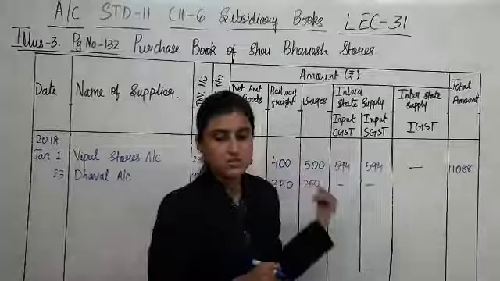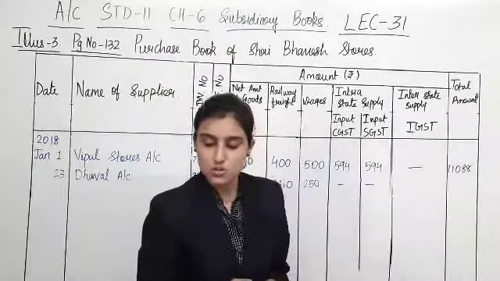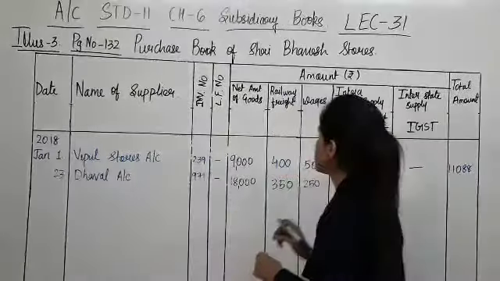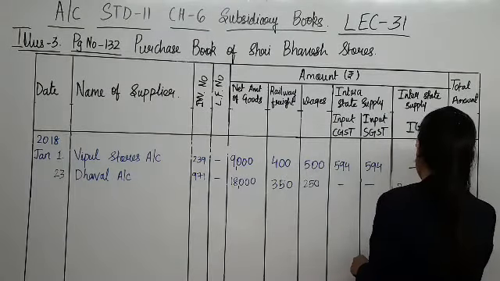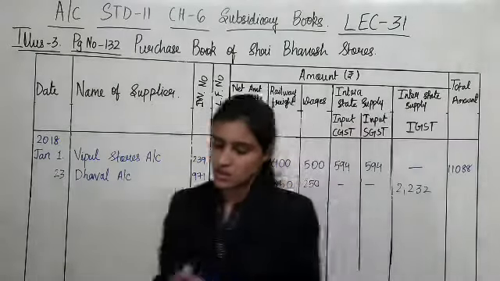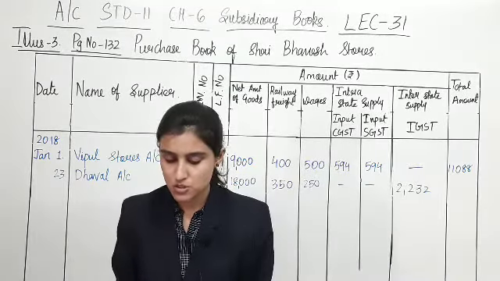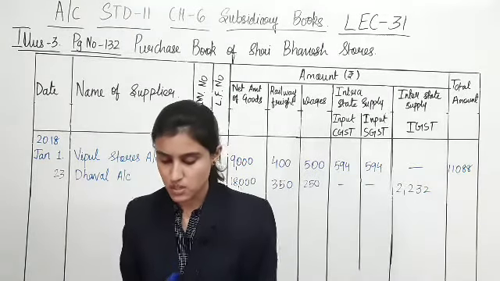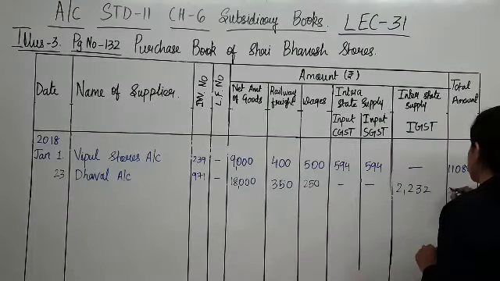Now 12% for that IGST, which is 2,232. Now add this amount to this. So 18,600 plus 2,232 gives you 20,832.